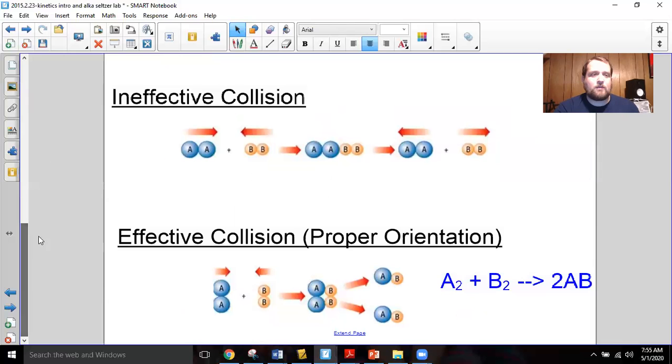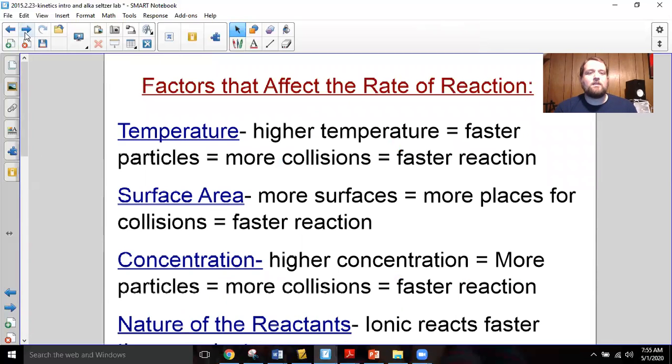Okay, so last but not least, let's relate this back to what we actually see in the lab. So the factors that affect the rate of a reaction, probably the largest effect is temperature.